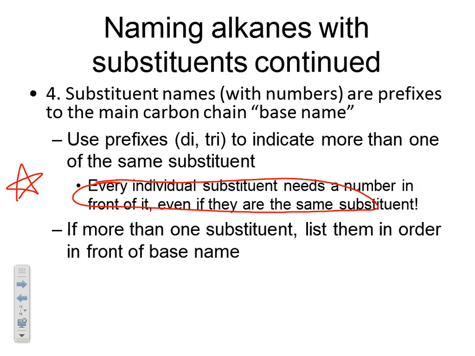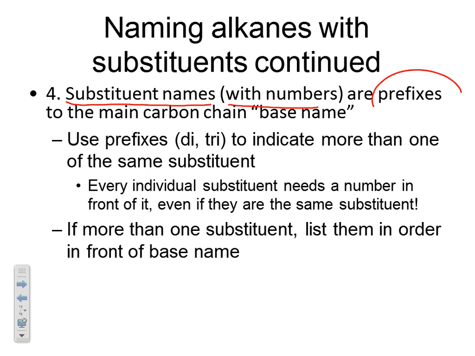Then you essentially put everything together. You have your base name with your longest carbon chain, and that comes at the end. The substituent names with the numbers become prefixes for that main carbon chain. So we have our longest carbon chain at the end of the name, and then we simply start building prefixes in front of it in terms of what the substituents are and where they are.